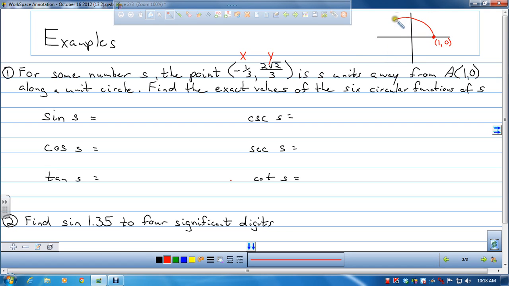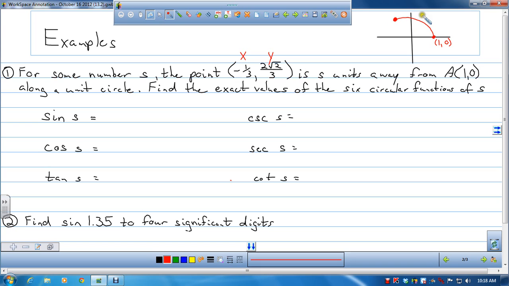And the reason that I knew that it stopped over here in quadrant 2 is because of the coordinates right here. I have to go -1/3 and then up to root 2 over 3. Okay, so I know that that is my x value, that is my y value. We're just going to say it runs to this point right here. I don't know how exact that is. Okay. Find the exact values of the 6 circular functions of s.